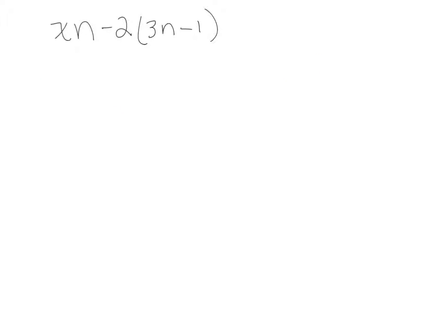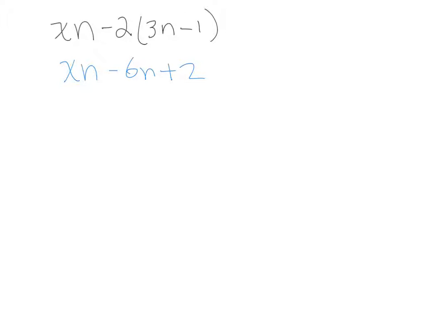Here's one more example of collecting n's where we're starting with a fairly complicated, messed up expression, and we'd like to collect our n's as best as possible. That might involve doing some distributing and cleaning up of the expression before we can find our like terms. If we did that, we would get xn minus 6n plus 2, because we have to pay attention to our signs.